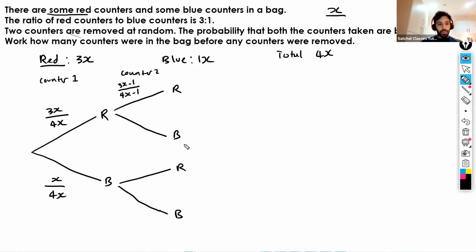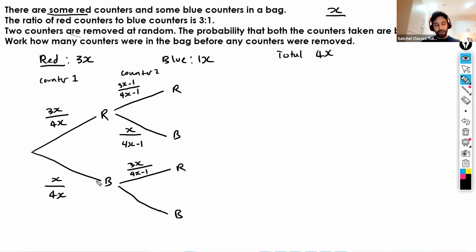In terms of the blue counter, that's going to be x over 4x minus 1. If the first counter was red, that's not going to affect the number of blue counters that are remaining. Likewise, if the first counter was blue, that's not going to affect the number of red counters that are remaining. So we still have 3x red counters over 4x minus 1. But the total number of counters will fall by 1. So we would have to do 4x minus 1.